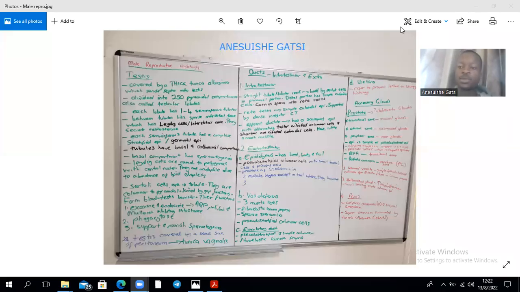Hello and welcome to a discussion on the histology of the male reproductive system. We'll start with the testis, then we'll look at the ducts, then we'll look at the accessory glands. The testis is involved in spermatogenesis and steroidogenesis, which is basically the production of sperm and androgen hormones, respectively.